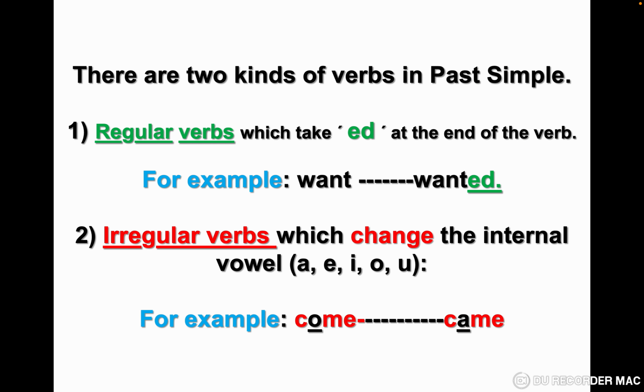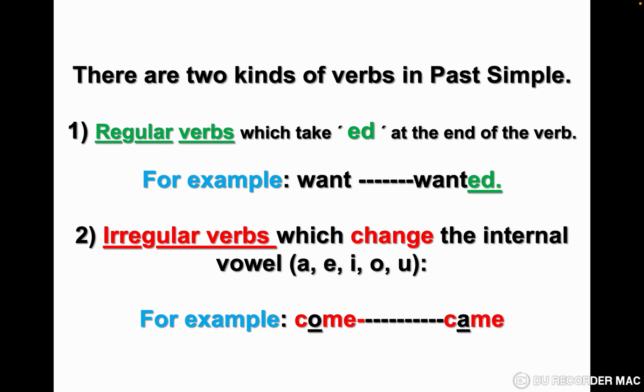There are two kinds of verbs in past simple. So we say two kinds, two sorts, two types of verbs in past simple. We have regular verbs which take ed at the end of the verb. For example, want, wanted. And irregular verbs which change the internal vowel.